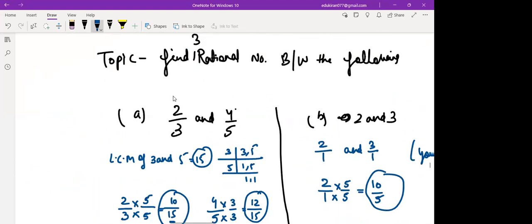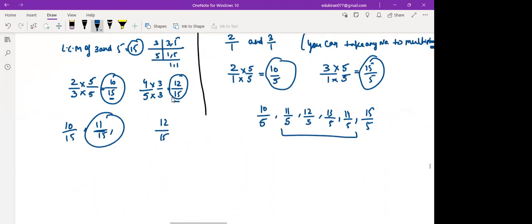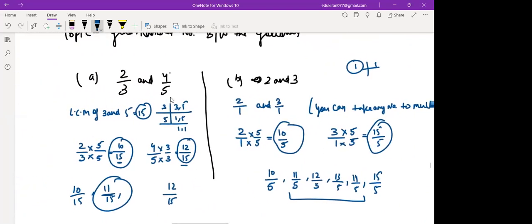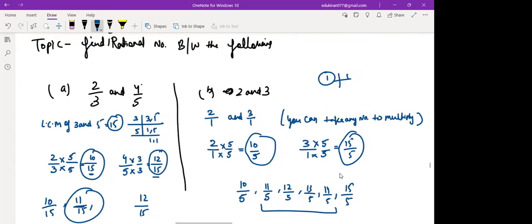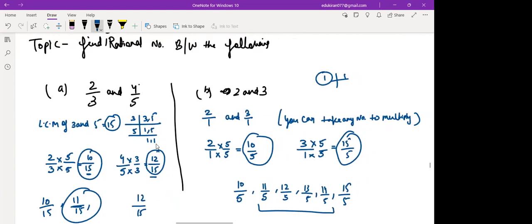Fine. So now what you are going to do is note it down in your notebooks. Write the question. Find rational numbers between the following. A, this, write it down. B, this, write it down. Clear? So kindly note it down and then we will discuss that question. Fine?